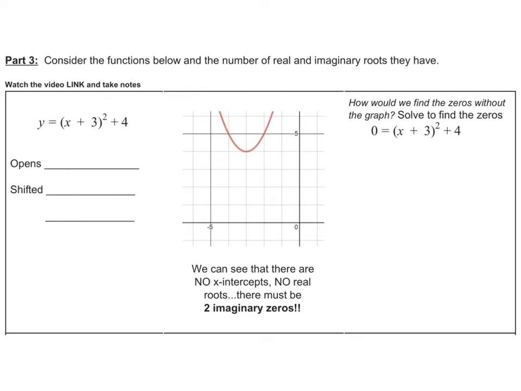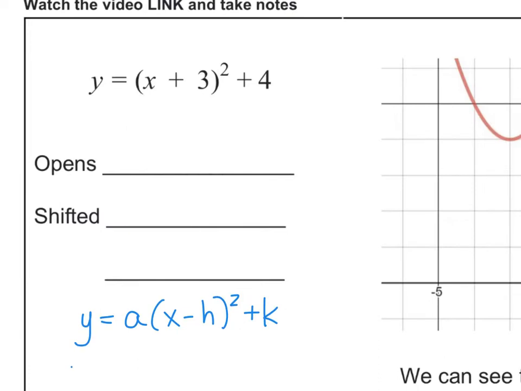Let's start by looking at the quadratic equation y equals (x plus 3) squared plus 4. Notice this is in vertex form, so it tells us some key things about our graph, even if we didn't actually have the graph sitting right next to it like we do. So here is what we know just based on this equation.